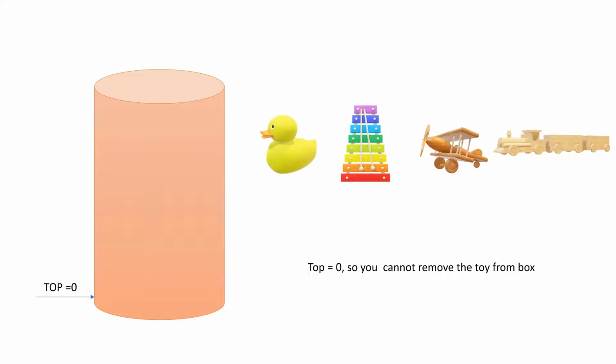If top equal to 0, there is no item in the stack or box. You can't remove any item from the box, but you can place an element on the stack. So you might have understood what are the operations to be performed on the stack, that is push and pop. And by using the pointer top, you can insert or remove an element. So let us implement this in code.